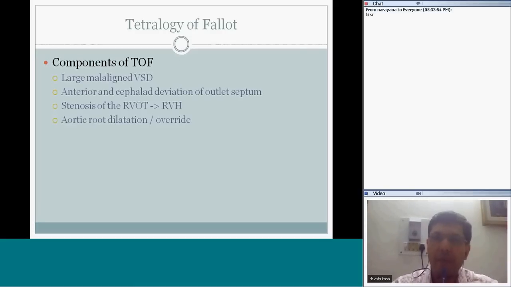So what is RVOTO? Anterior and cephalad deviation of the outlet septum, which causes right ventricular outflow tract obstruction, and the result is right ventricular hypertrophy. And of course there is aortic root dilatation, which gives the phenomenon we call aortic override. To a certain extent it may be true, but most of it is because of the aortic root dilatation.